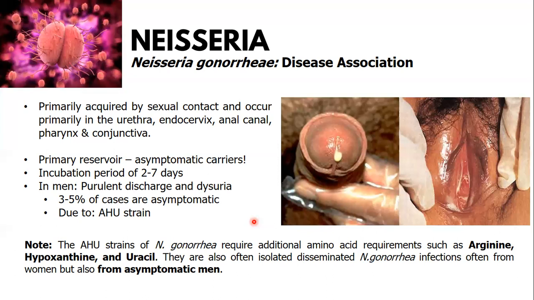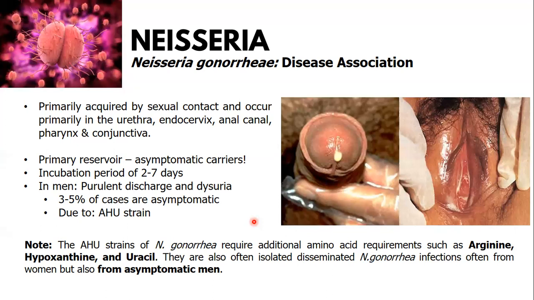The primary reservoir of Neisseria gonorrhoeae infections are asymptomatic carriers, or those men and women who have gonorrhea but are not showing any symptoms. The incubation period of gonorrhea ranges from 2 to 7 days. And the classic signs and symptoms include purulent discharge, meaning the presence of draining pus among men and women, especially pus that drains in the urethra and endocervix. And because there is pus as a result of the infection of the urogenital tracts, there would also be an accompanying dysuria, or painful or difficult urination.